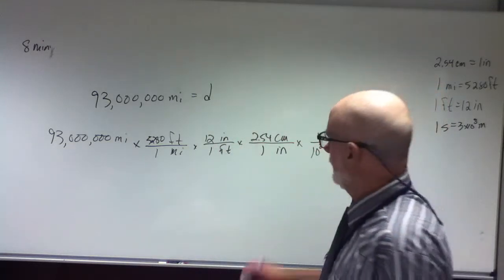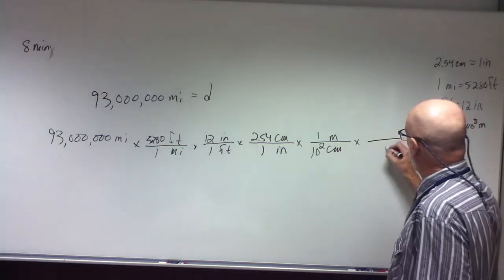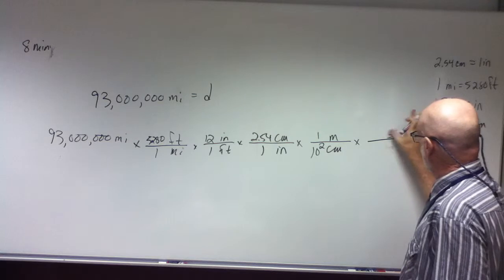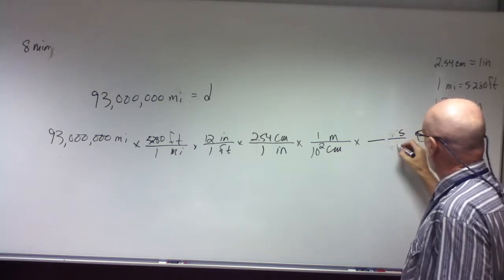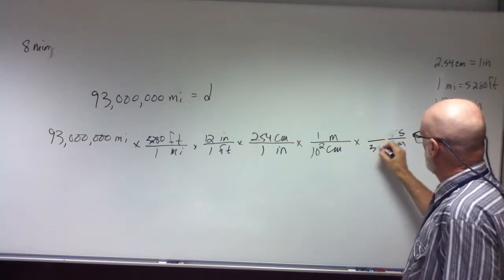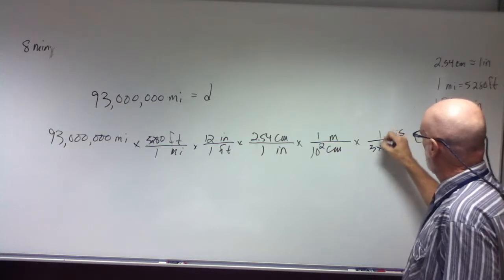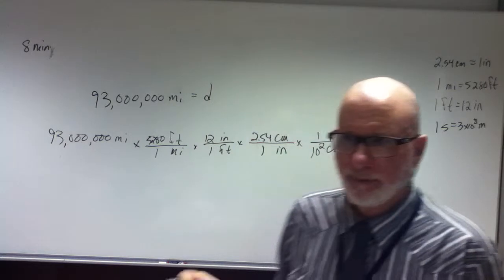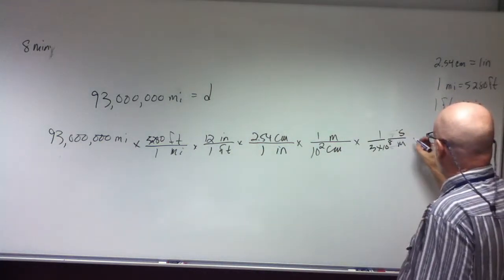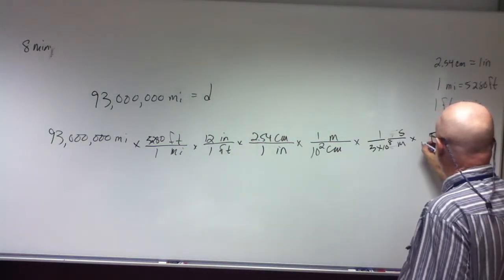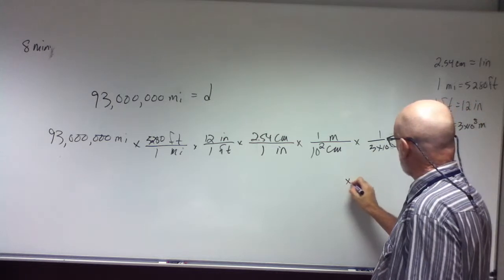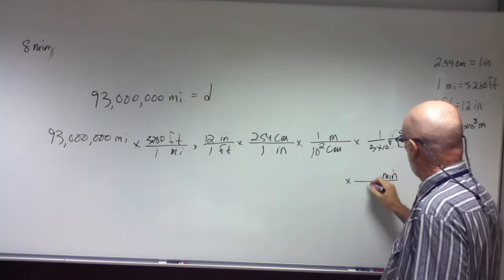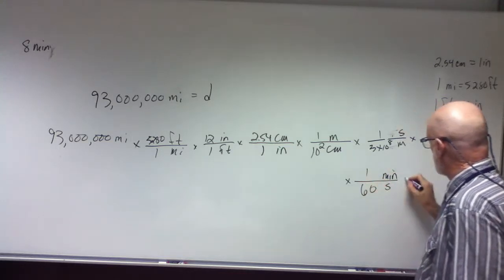Okay. So I'm going to go from meters to seconds. Seconds here, meters, 3 times 10 to the 8th, 1 second. Okay? You all right with that? And then I want to go from seconds to minutes. 1 minute, 60 seconds. Okay, what's the answer?